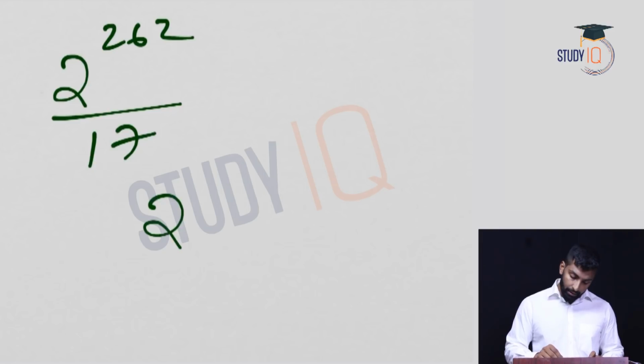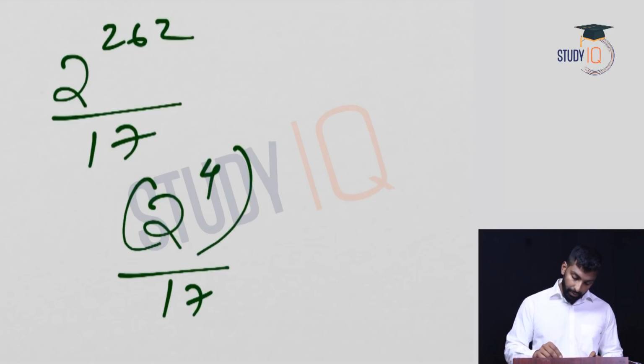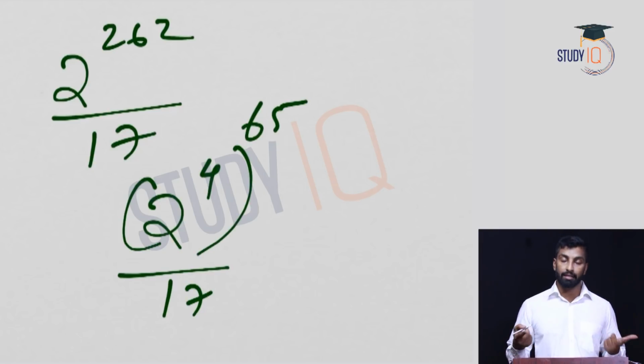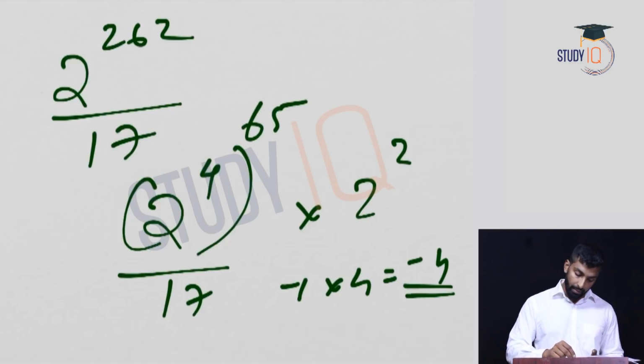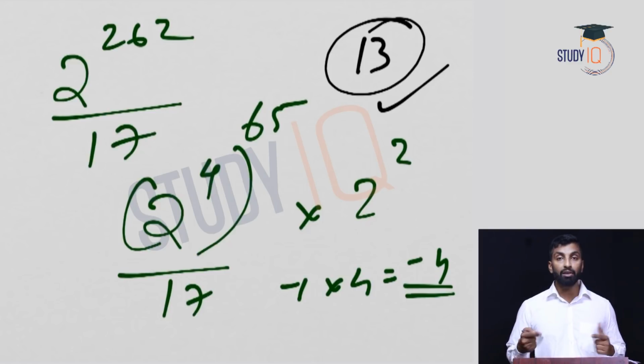So what if it was 2 raised to 262 divided by 17? Then you write it as 2 raised to 4 divided by 17, and this will be 65 itself. Up to 260 is covered, right? Into 2 square. Then minus 1 into 4, which is minus 4. Take the difference, right? You get 13 as your answer. So that's how you'll find any number.